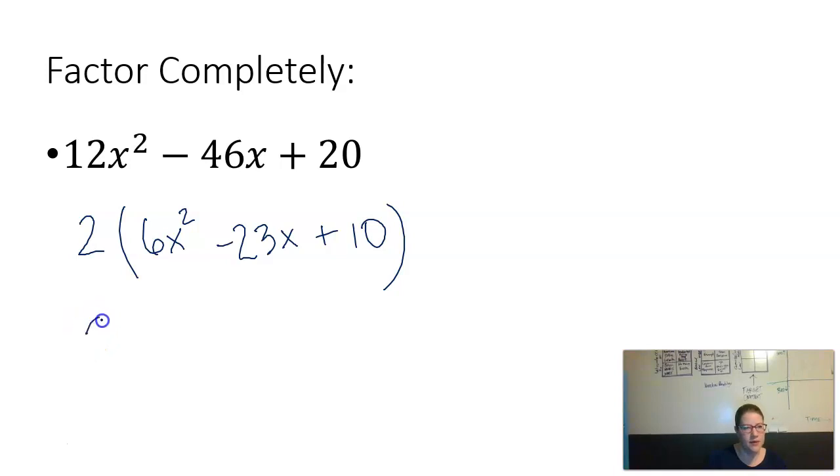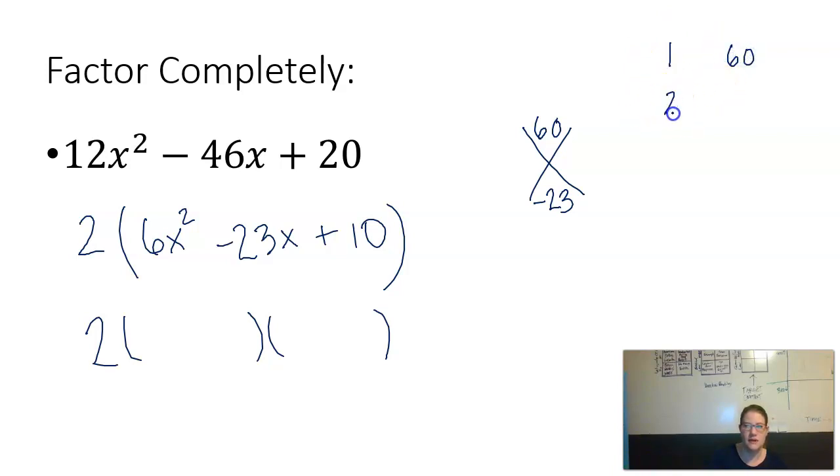All right, so again, we're ignoring the 2 out front. We're just going to factor what's inside the parentheses using x factoring. So a is 6 and c is 10. So we have 60 up here and negative 23 on the bottom. So for 60 to get 23, let's just list the factors: 1 and 60, 2 times 30, 3 times 20, oh, and there we go, 3 and 20 makes 23.